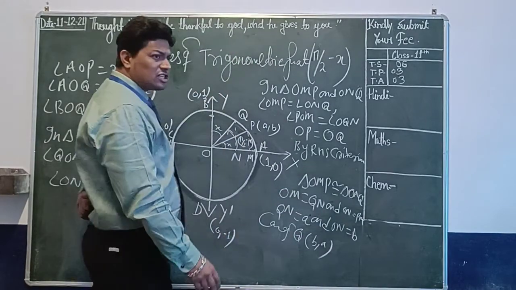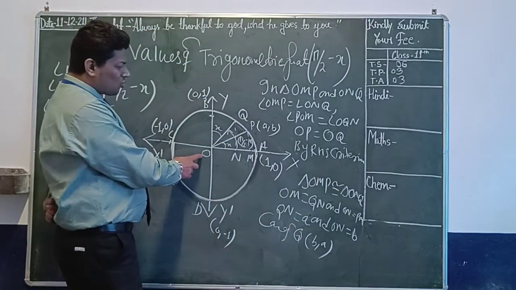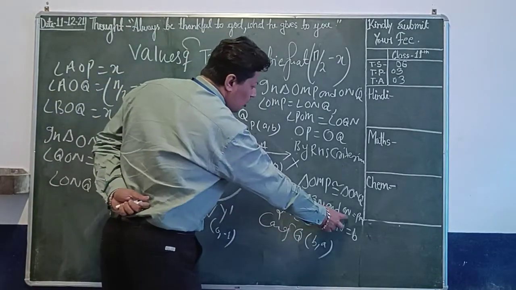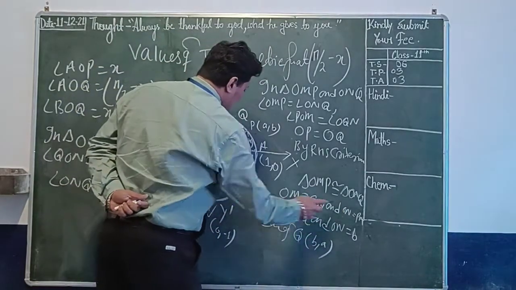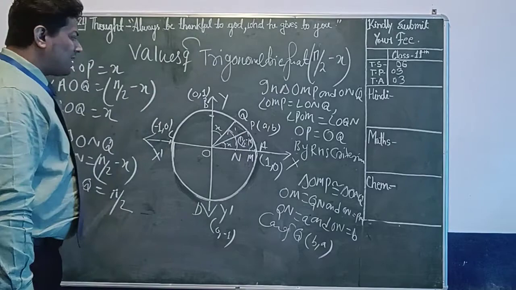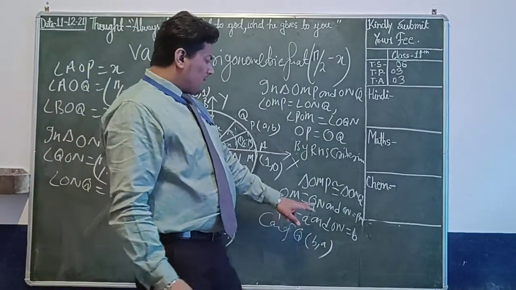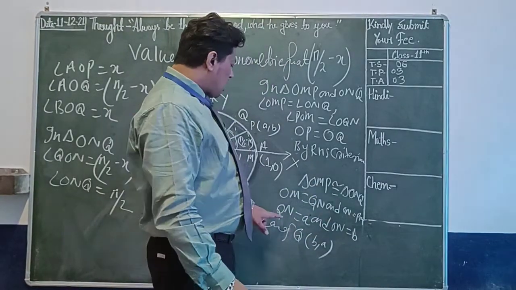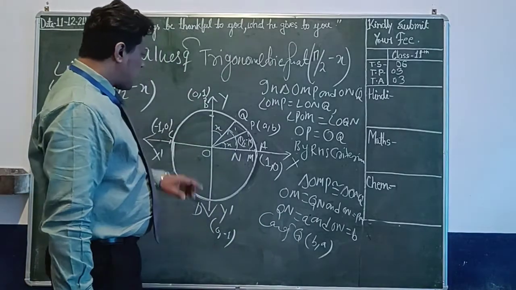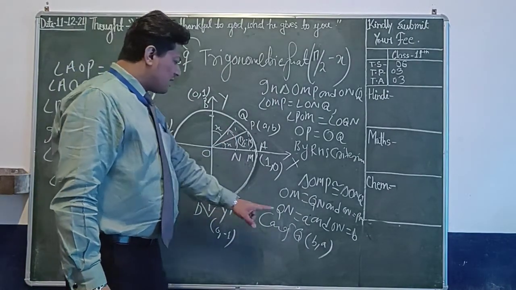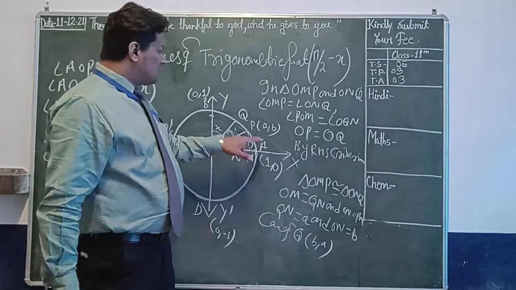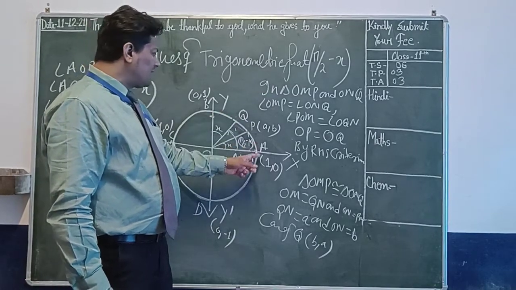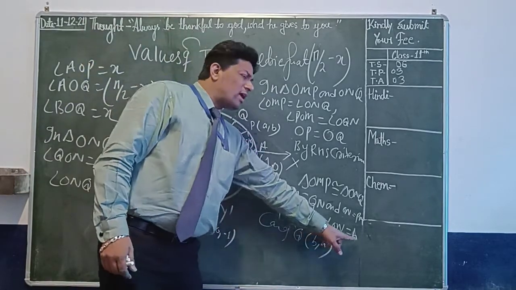If both are congruent to each other, so what happened? OM is equal to QN. Is it clear? And ON is equal to PM. Is it clear? ON is equal to PM, because both are congruent to each other. Now QN equal to a. Is it clear? Everybody knows? This one is the point P, a comma b, and if you take this point here at the point Q, you will get QN equal to a and ON equal to b.